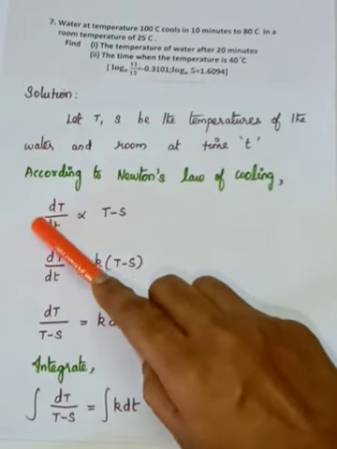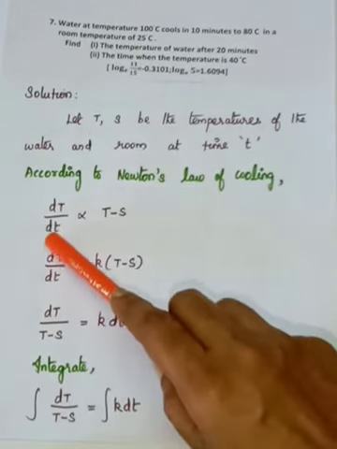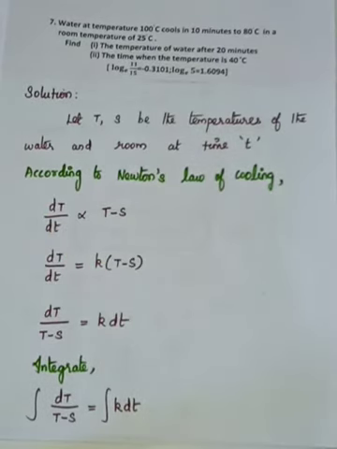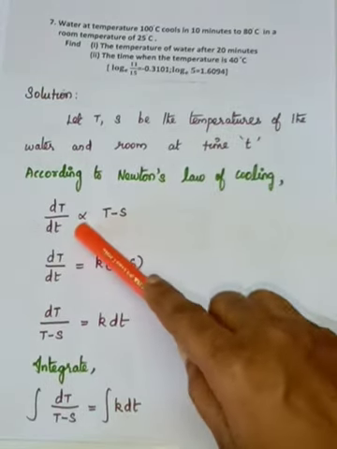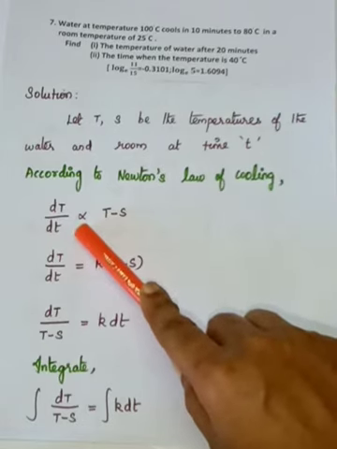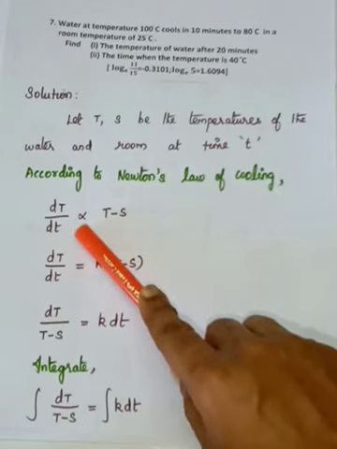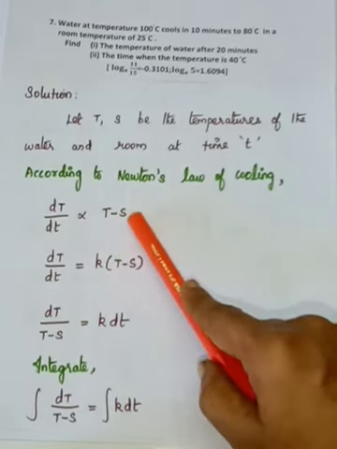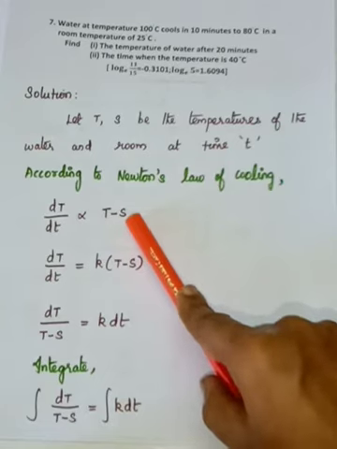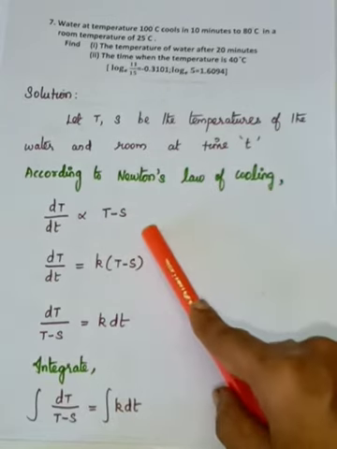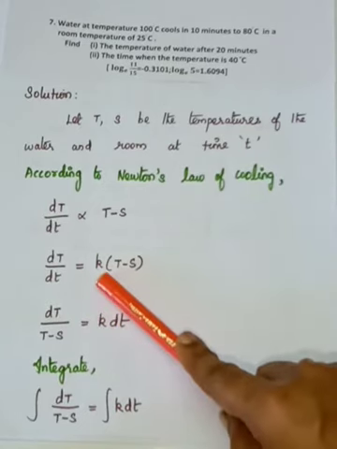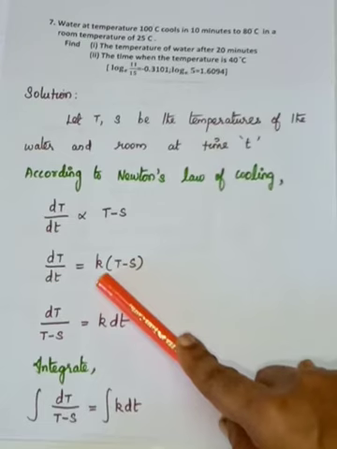So the rate of change means dT by dt, with respect to time. What is the change in the temperature? It is denoted as dT/dt, directly proportional to the difference between the temperature of the body and the surrounding medium. So the temperature of the water minus the temperature of the surrounding medium, here it is a room, so T minus S. The proportionality symbol has to be removed. For that we have written the constant k. k is the constant of proportionality.